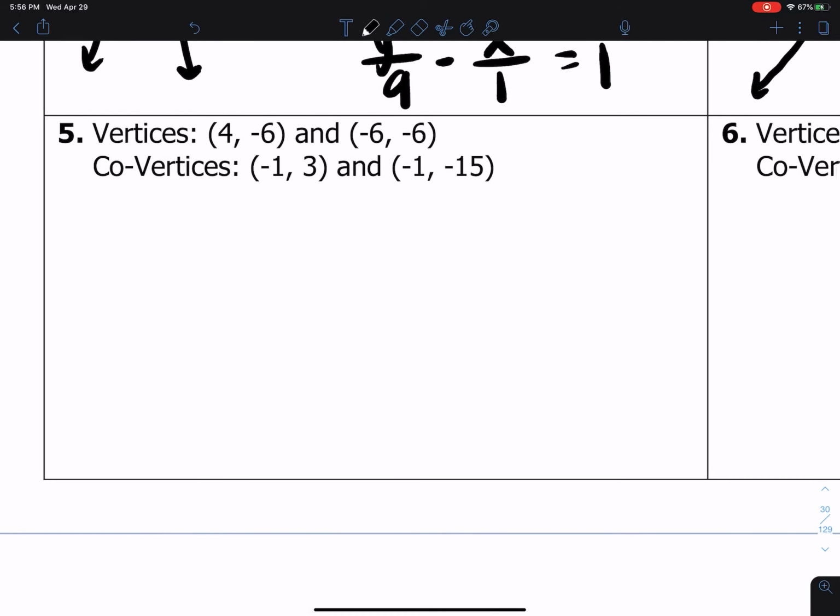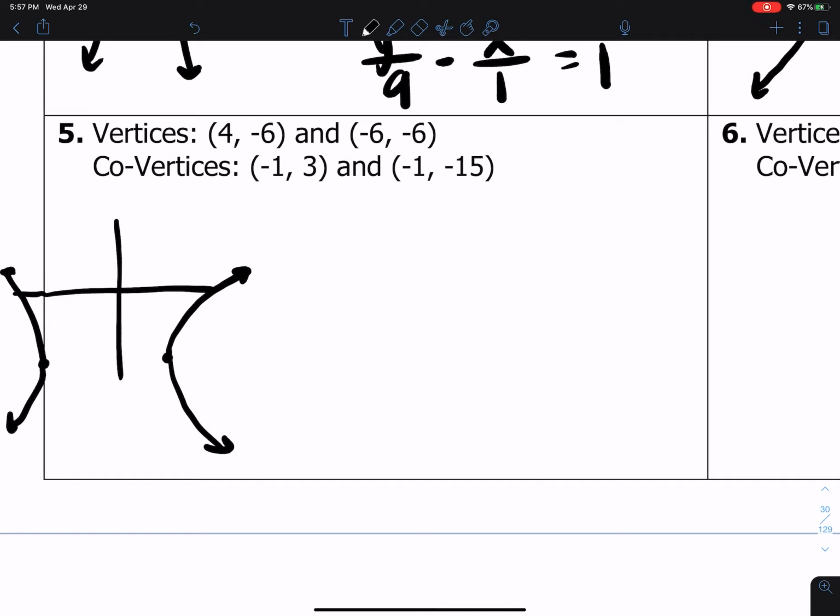Okay, next we have (4, -6) and then (-6, -6). Those are the vertices, so this is going to open this way. And we have our co-vertices at (-1, 3), so about right there. And then (-1, -15). So I'm going to put that way down here.